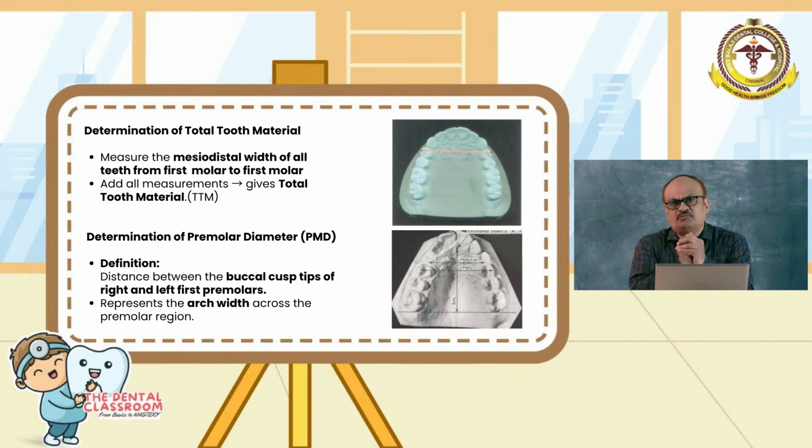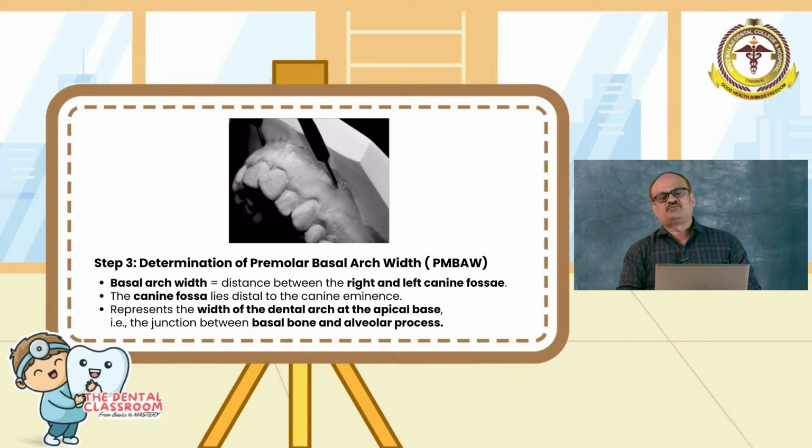Then he has measured premolar diameter, from one buccal cusp tip of the first premolar on one side to the other side. He named it PMD, premolar diameter. This is equivalent to your pillars, what I have discussed. Next, he has measured what is called the PMBAW, premolar basal arch width. It is nothing but your canine fossa, which is a depression present distal to your canine or mesial to your first premolar.